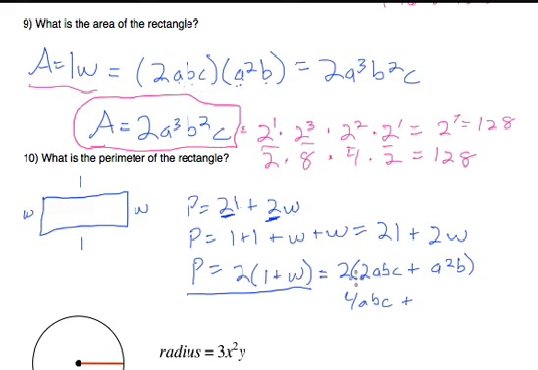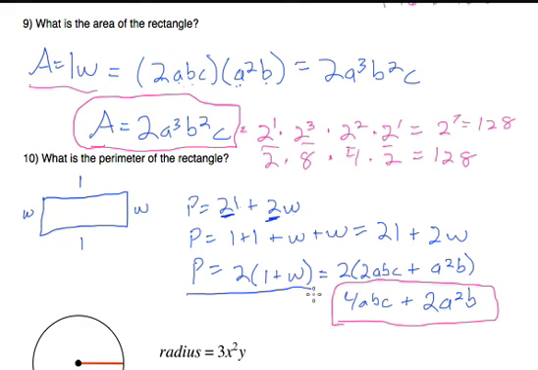And then you distribute the 2 to A squared times B. How many times do you have A squared times B? You've got it 2 times. 2 times A squared times B. And so your perimeter is 4ABC plus 2A squared times B.